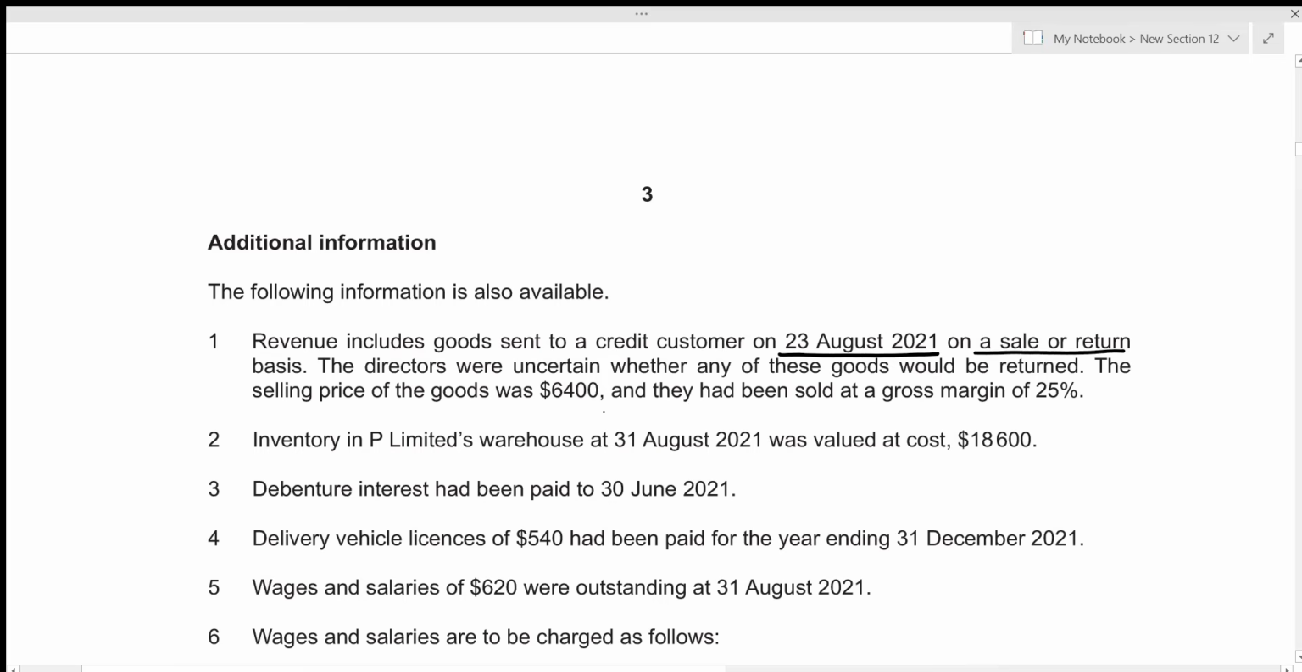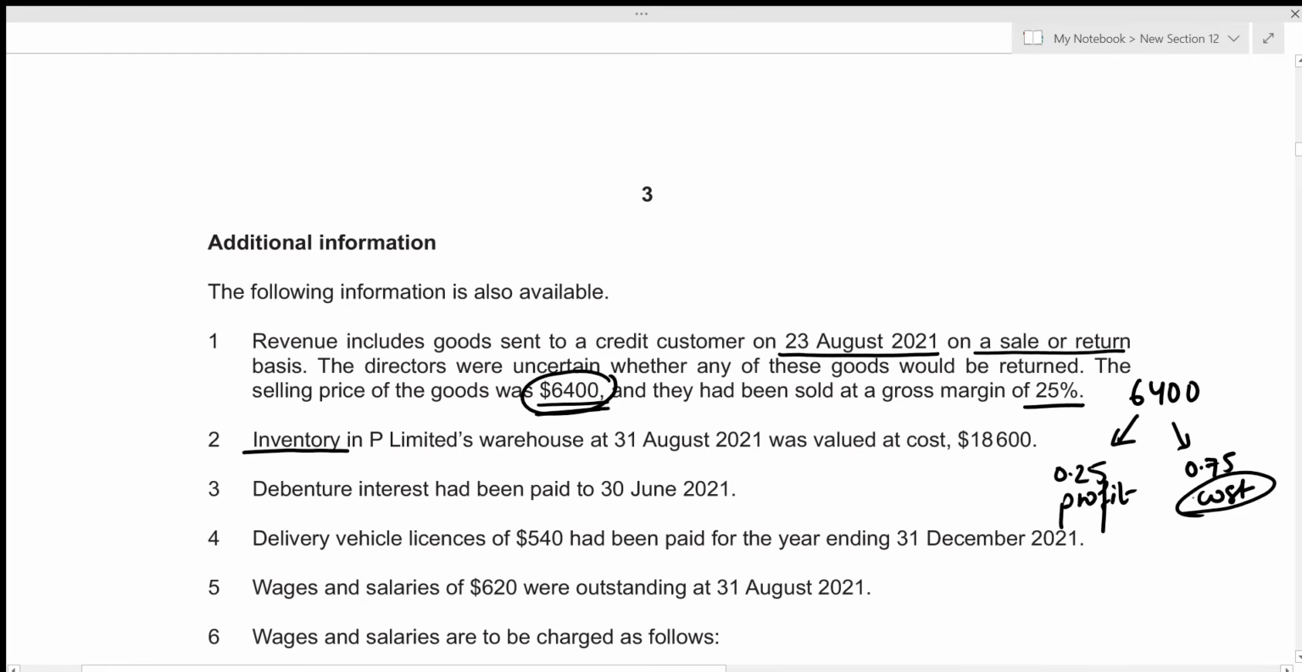So we're given the selling price of the goods to be 6,400. So this is the selling price of the goods, which should be deducted from the revenue. And we should actually utilize the cost price out of this selling price and add it to our inventory, which is given in the second information. And we have been told that the goods had been sold at a gross margin of 25%. So if the goods are being sold at a price of 6,400, which consists of 25% gross margin, that just means that 25% of it is going to be the profit, and then 75% of it is going to be the cost. And we need to include the cost value in our inventory. So let's just figure out the cost first.